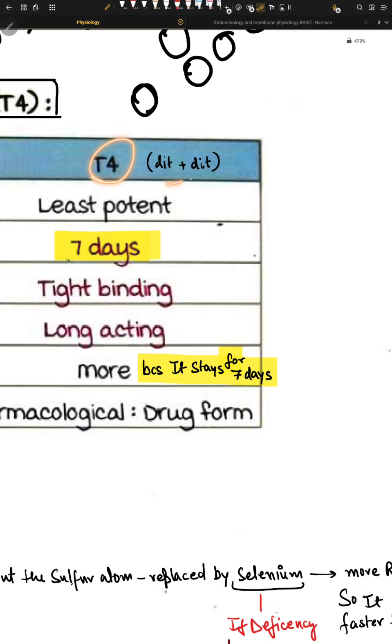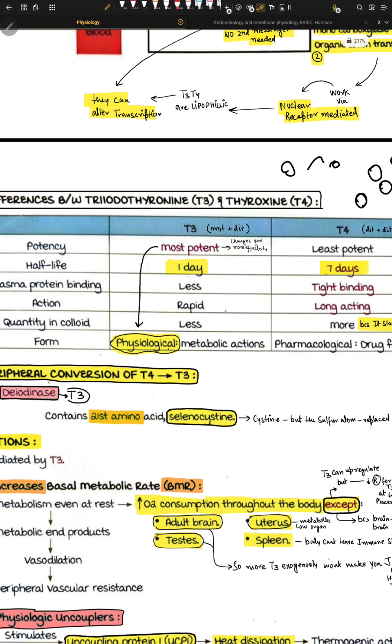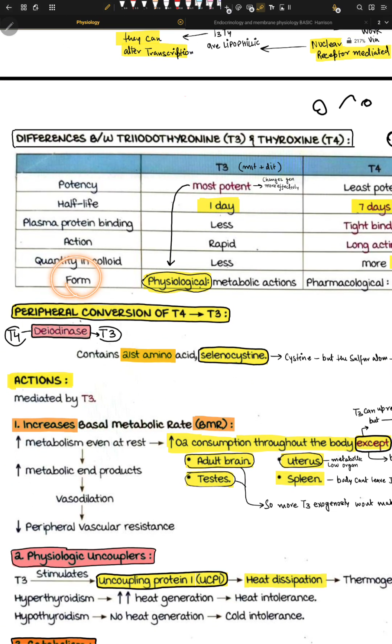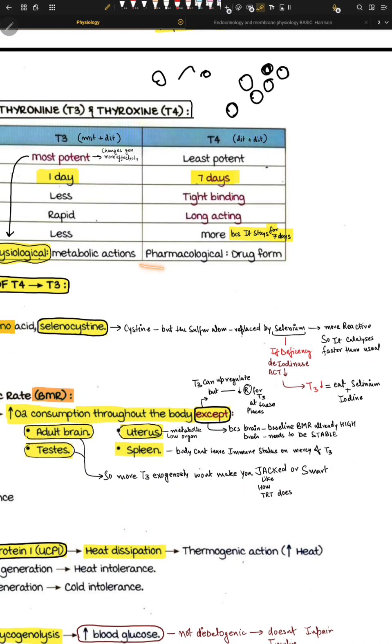We know that T4 is DIT plus DIT, and T3 is MIT plus DIT. 1 plus 2, not 2 plus 1, which would give reverse T3. T3 goes into physiological forms, right? For example, it gives us metabolic actions, and T4 gives us pharmacological actions, meaning drug form, right?